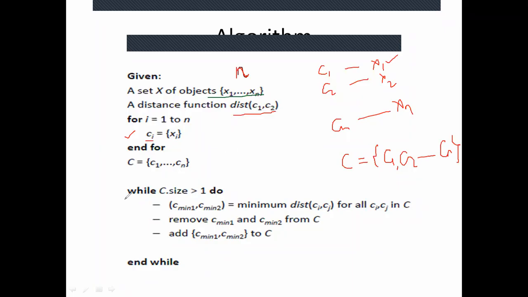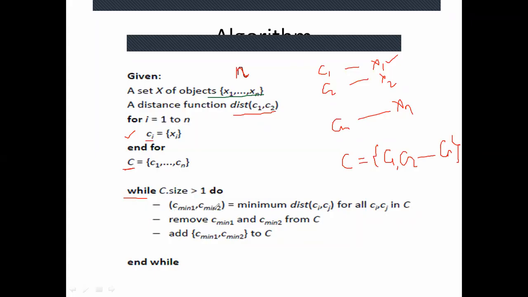So there is one while loop: while C.size, what is C? C is this set in which you have n clusters. While the size of that is greater than 1, that means until you get one cluster, you need to do all these things. Right now, what is the size? Size is n. Suppose n is 100. 100 is greater than 1. Yes. So what will we do?